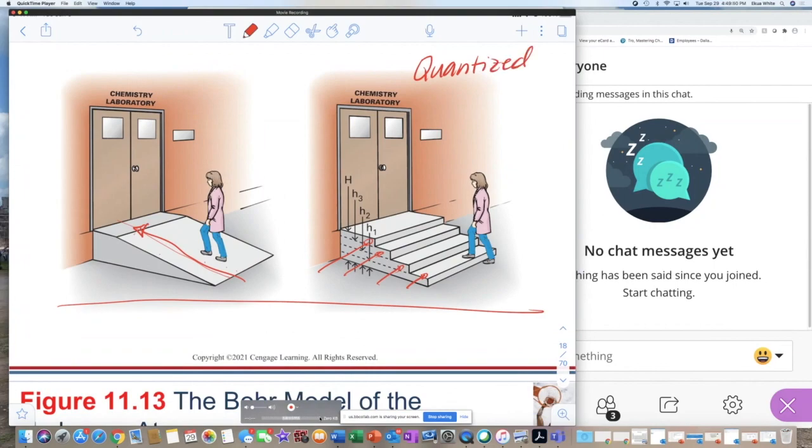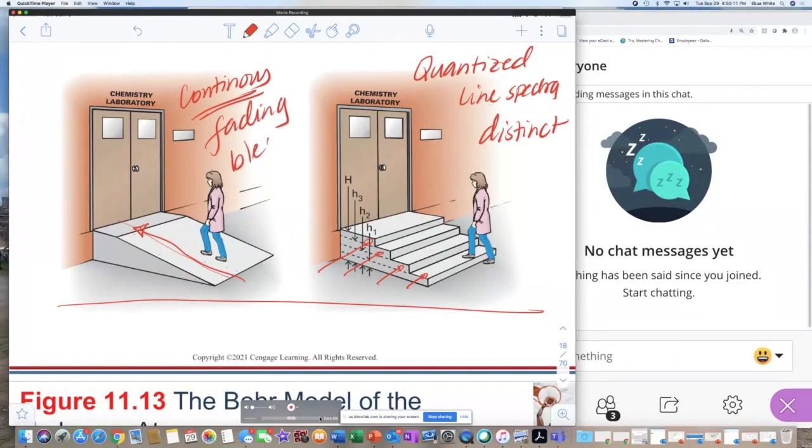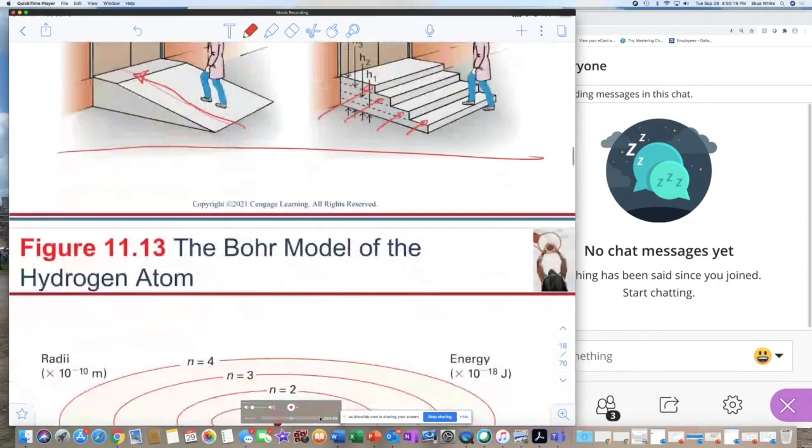Quantized, therefore line spectra, therefore distinct, is different from continuous. Okay. In the continuous, you have more like something bleeding into something else or fading into something. So I'll say here, you kind of have fading or bleeding, right? Where things are kind of continuous. You don't have distinct steps. So that's the idea here, the difference of these two.